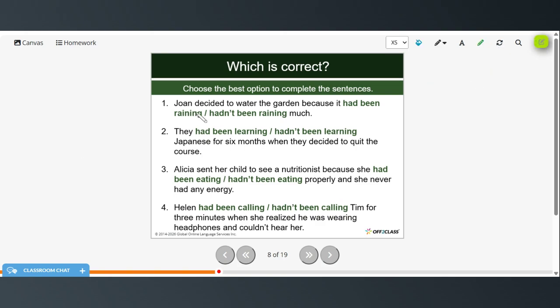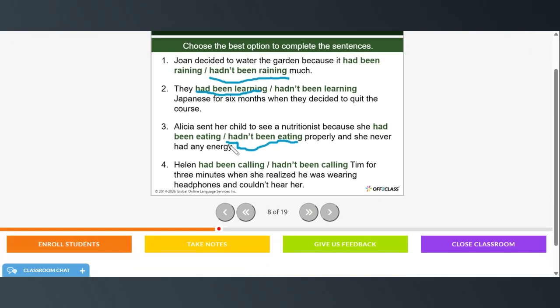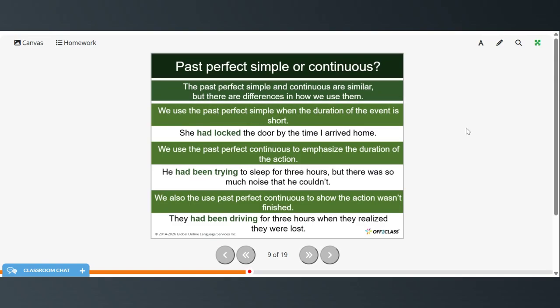Joan decided to water the garden because it hadn't been raining much. They had been learning Japanese for 6 months when they decided to quit the course. Alicia sent her child to see a nutritionist because she hadn't been eating properly and she never had any energy. Helen had been calling Tim for 3 minutes when she realized he was wearing headphones and couldn't hear her.